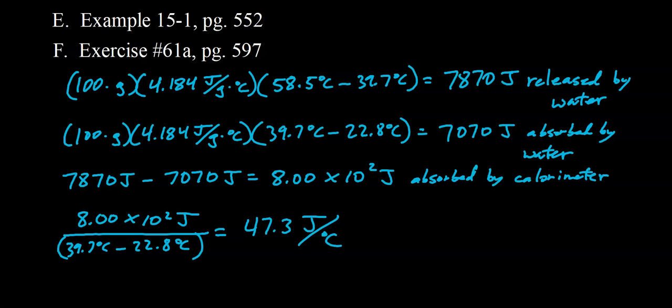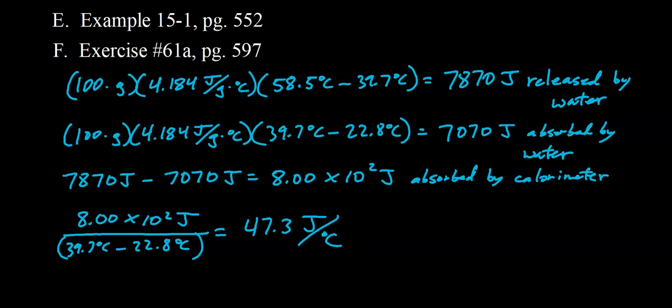Calculate next the energy absorbed by the cold water. Again, temperature this time increases from 22.8 to 39.7, so q equals m c delta T. 7,070, again 3 sig figs, joules of energy absorbed by the cool water. Well, notice more energy was released by the warm water than was absorbed by the cool water. Why? Well, the calorimeter absorbs some energy as well. And the difference between these is how much energy the calorimeter absorbed. So I need 3 sig figs in my answer. So it's 800, but I put that in scientific notation so we can have 3 sig figs.